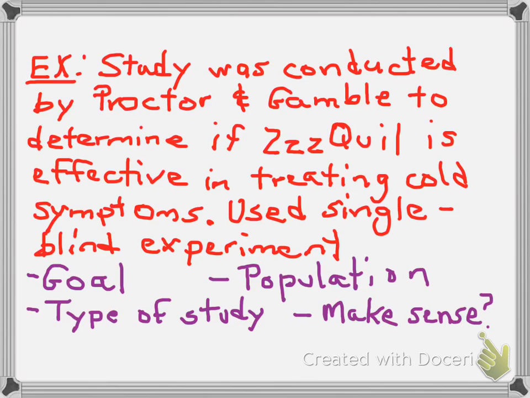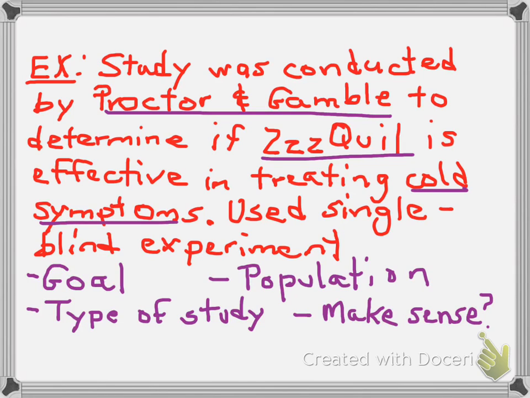In the following example, we're going to analyze the study that was conducted using guideline number 1. So in this particular example, a study was conducted by Procter & Gamble to determine if ZzzQuil is effective in treating cold symptoms. They decided to use, Procter & Gamble that is, who was doing the study, a single-blind experiment for this study.